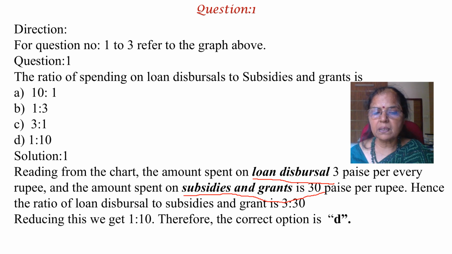So the ratio asked is loan dispersal to subsidies and grants. So what is the ratio? 3:30. And reducing this ratio, both are divisible by 3. So on reducing this, we get 1:10. So where is 1:10? Option D. So D is the correct option.